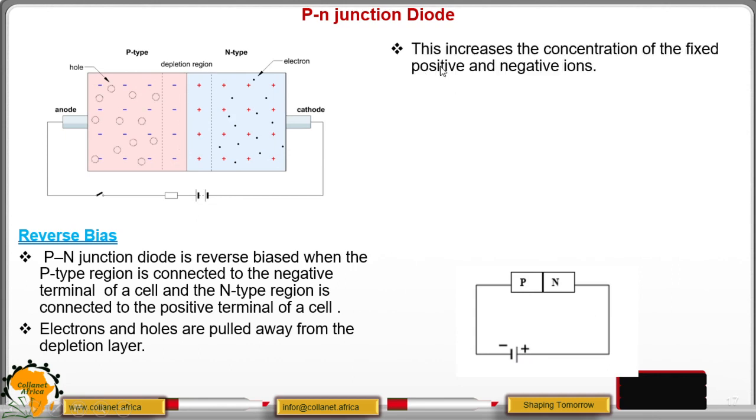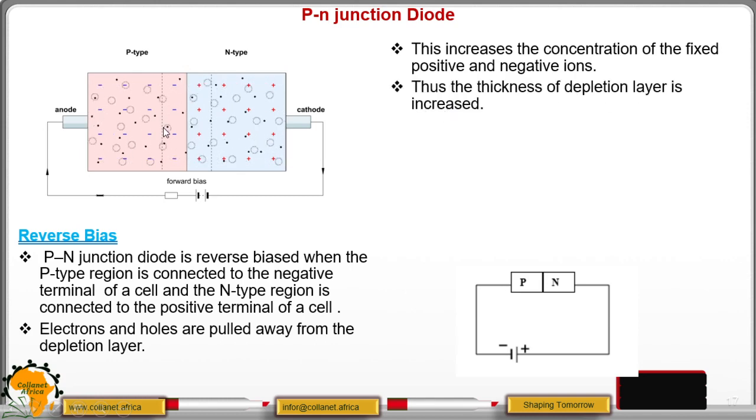The p-type is negative, the n-type is connected to the positive. So what will happen? This will increase the concentration of fixed ions. When you reverse like this, you increase the concentration of positive and negative fixed ions, and therefore this will thicken the depletion layer. I think you can see how this is changing as we continue. First of all, you can see that it is forward biased. Then, in reverse biased, you can see how the depletion layer is increasing.